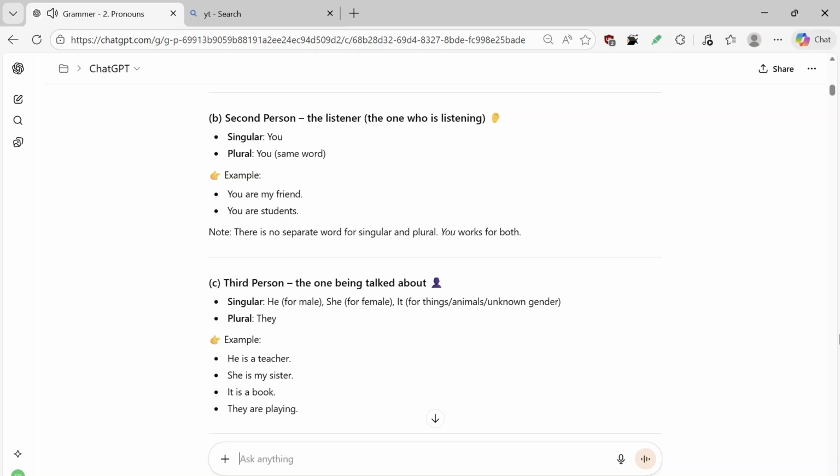C. Third person: the one being talked about. Singular: he for male, she for female, and it for things, animals, or unknown gender. Plural: they. Example: he is a teacher, she is my sister. It is a book. They are playing.